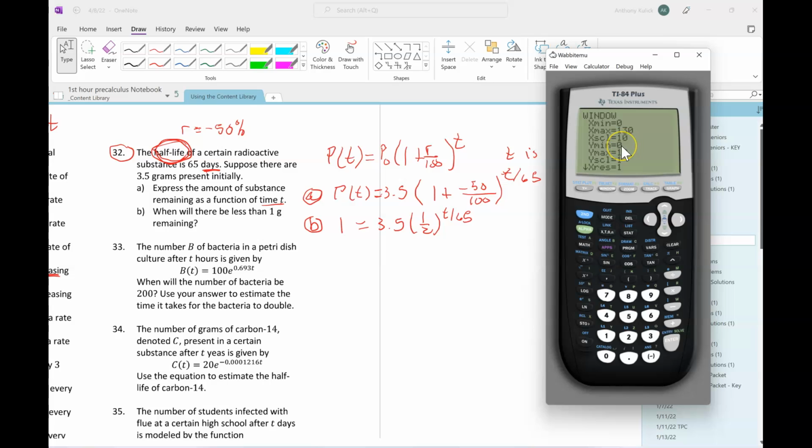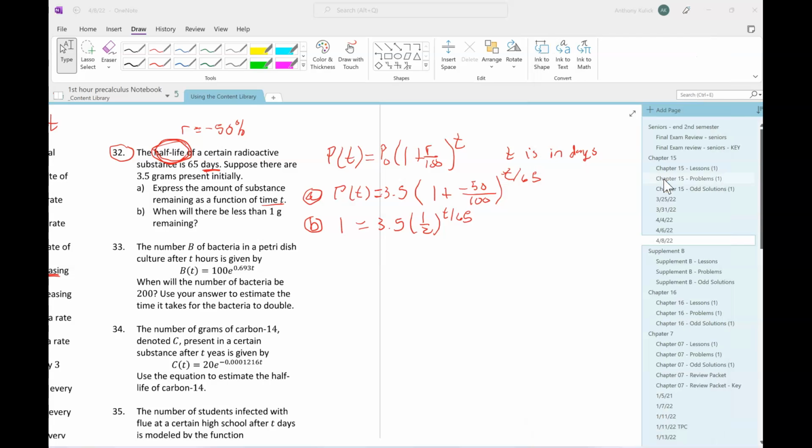And then for the y's, again, the minimum I can have is 0. Eventually it'll all disappear. And we're starting at 3.5. I'm just going to use 5 as a round number to start. And then let's hit the graph. So there's my y equals 1 line. Here's my decay curve. There's my intersection I'm looking for. Just barely got it in there, but we got it in there. Intersect command, enter, enter, enter. So 117.5 days.